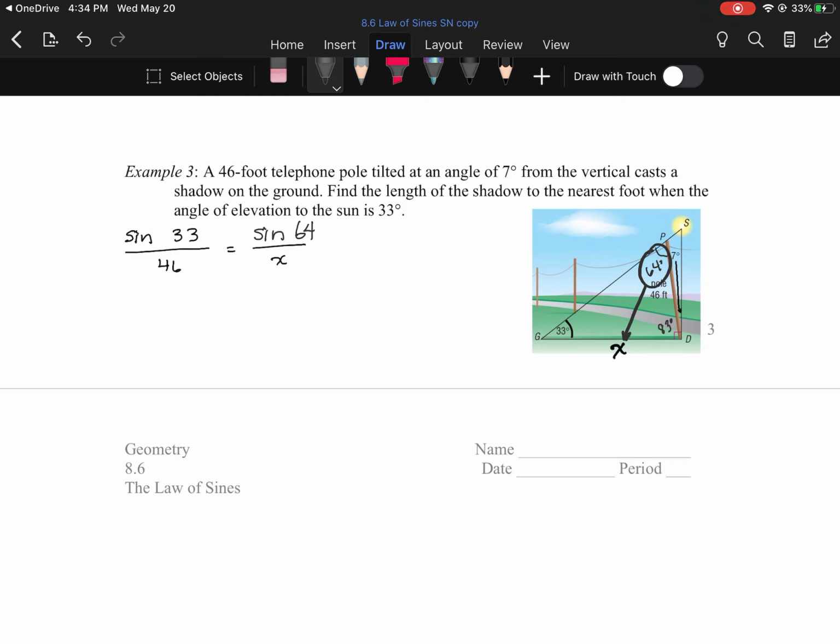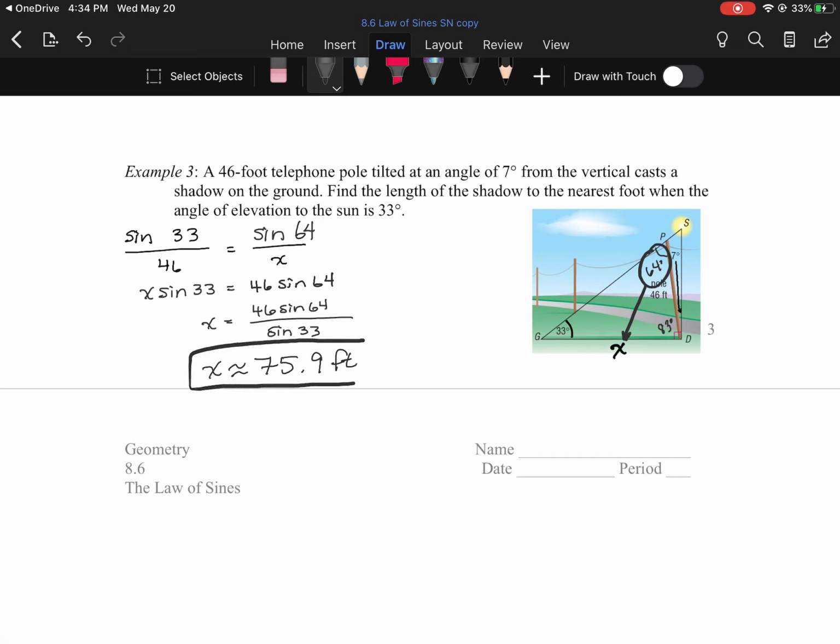All right, so again, we're going to cross multiply here. Divide both sides. We get x is 46 times the sine of 64 all over the sine of 33. So x is approximately 75.9, and this is in feet. So the shadow is approximately 76 feet.